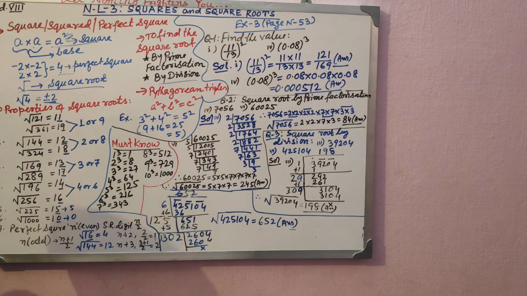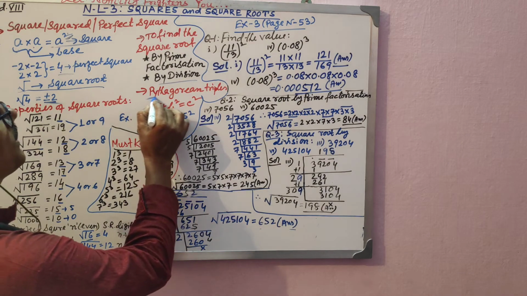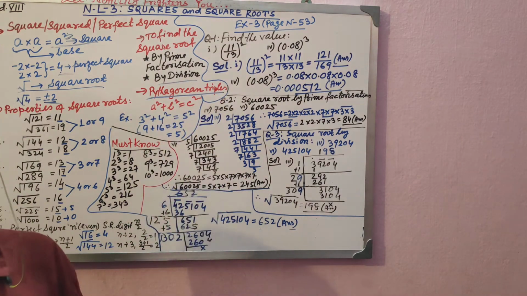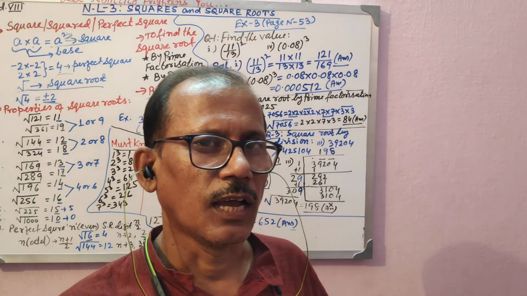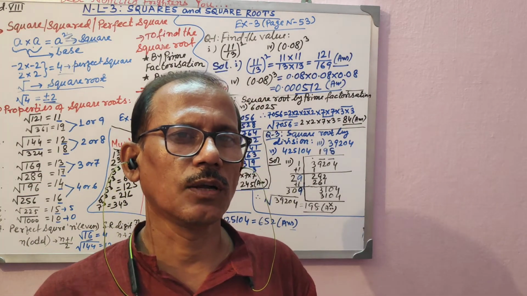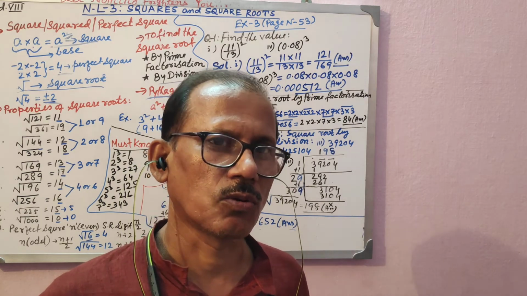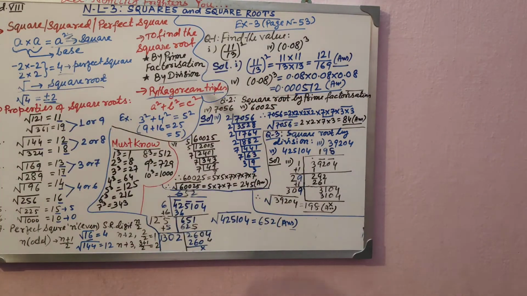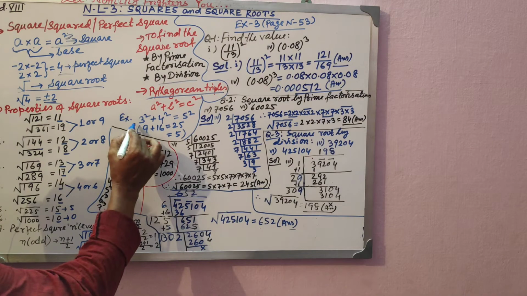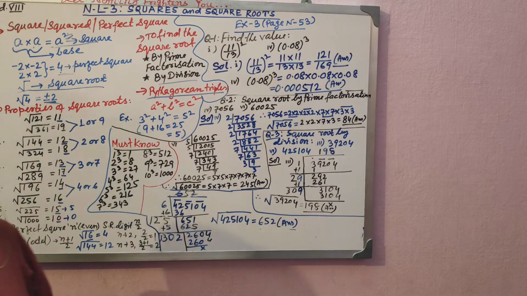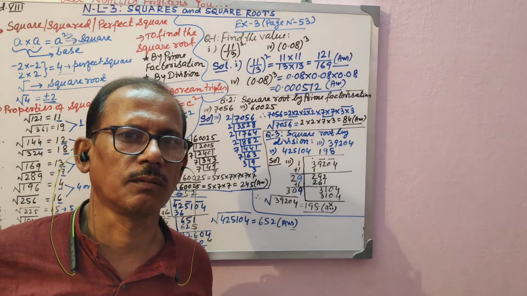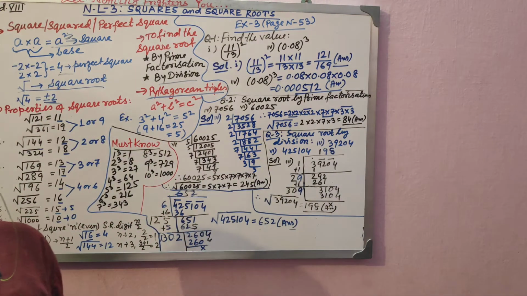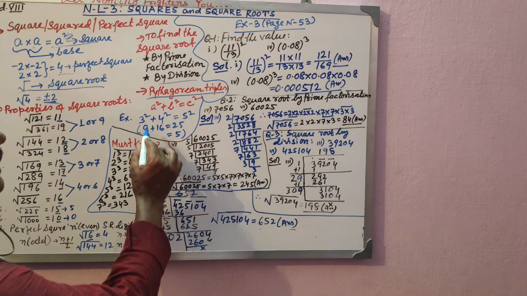Another very important aspect is the Pythagorean triplet. What is it? Pythagoras theorem says that hypotenuse square is equal to base square plus perpendicular square. So if the squares of two numbers add up to form another perfect square number, that is called a Pythagorean triplet. I will take an example.